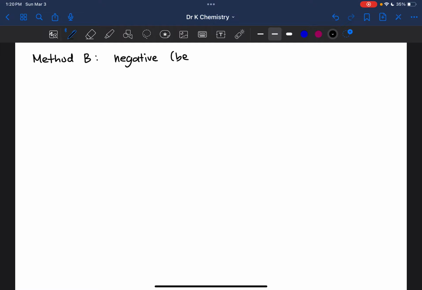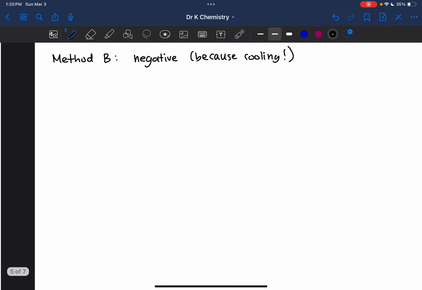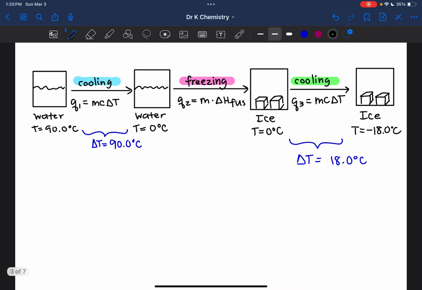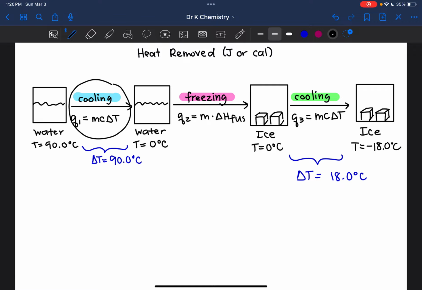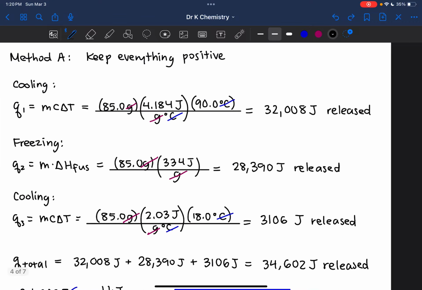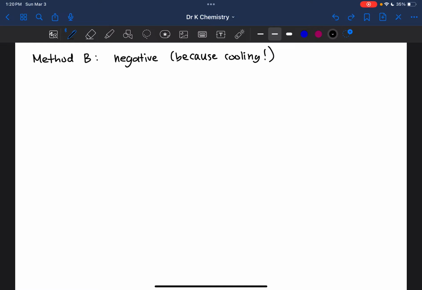And again, it's negative because we are cooling. So energy has to leave the system in order for those particles to slow down enough to eventually freeze. So we'll go step by step again. The first thing we're doing is cooling. And the equation associated with that is Q equals mc delta T.